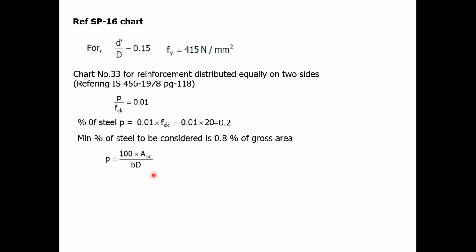Next, take down. P is equal to 100 Asc by BD. That is percentage of steel P is equal to 100 Asc divided by BD. So here you have to calculate the area of steel, and the remaining values are known, right? So here you have to calculate for 0.8%, because as per the codal provision, minimum steel to be provided for the column is 0.8%. Please check it out, how much you are getting.